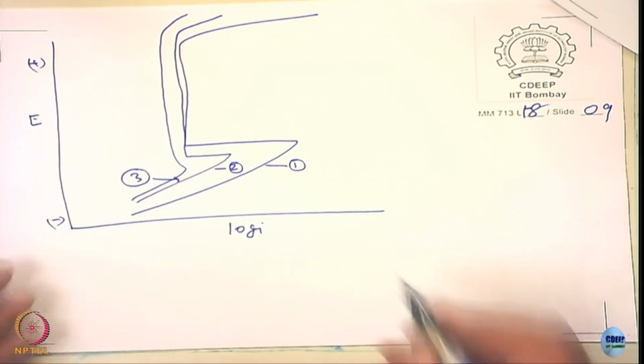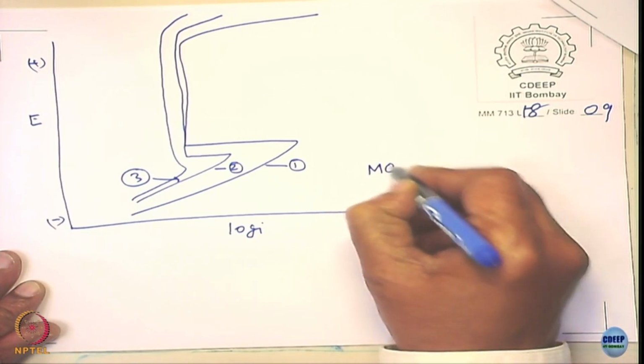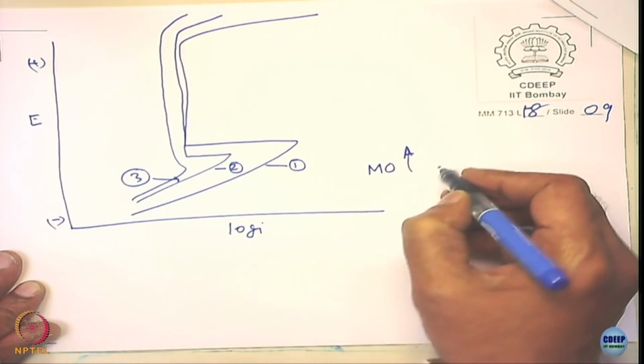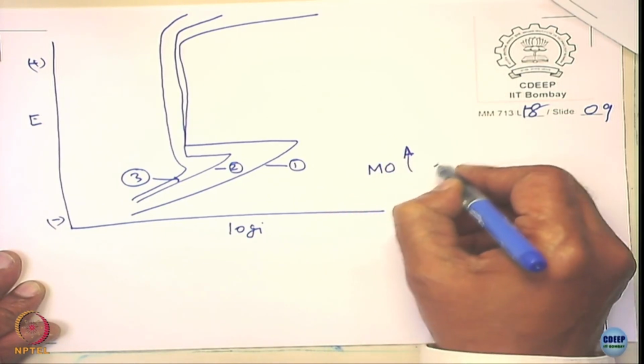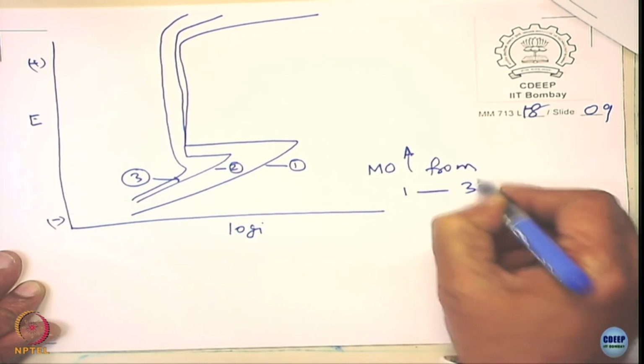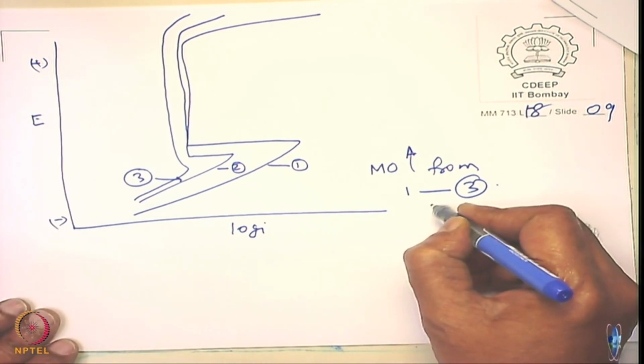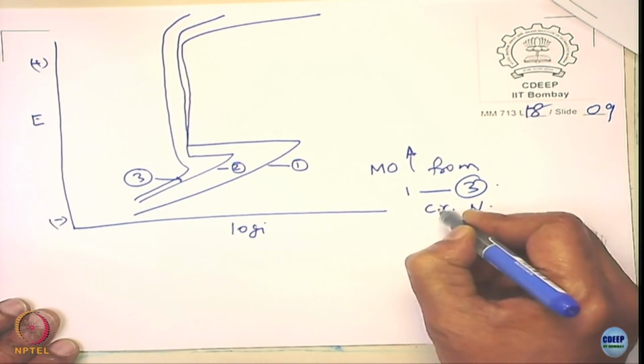I just give one example. In all these cases, the moly content increases from 1 to 3. The same is true of course with chromium and also with nitrogen, okay.